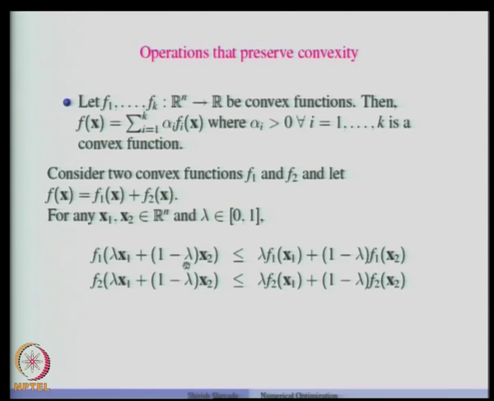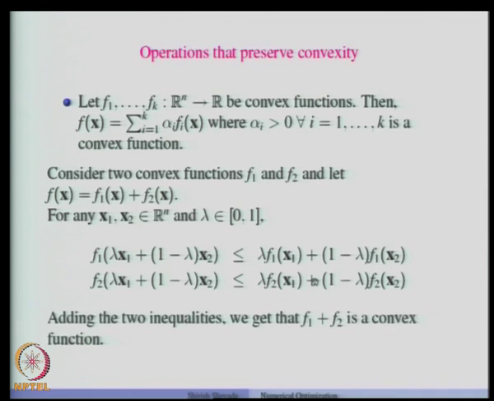Now, if we add the left sides and add the right sides, what we get is that (f1 plus f2) of (lambda x1 plus 1 minus lambda x2) is less than or equal to the addition of these two, and that clearly shows that f1 plus f2 is a convex function. Now, this result can be extended to prove that f of x is a convex function, because if you multiply by alpha 1 and alpha 2, the result holds, and similarly one can extend it to the general case of k different convex functions. So, these are some ways to get new convex functions from existing convex functions.